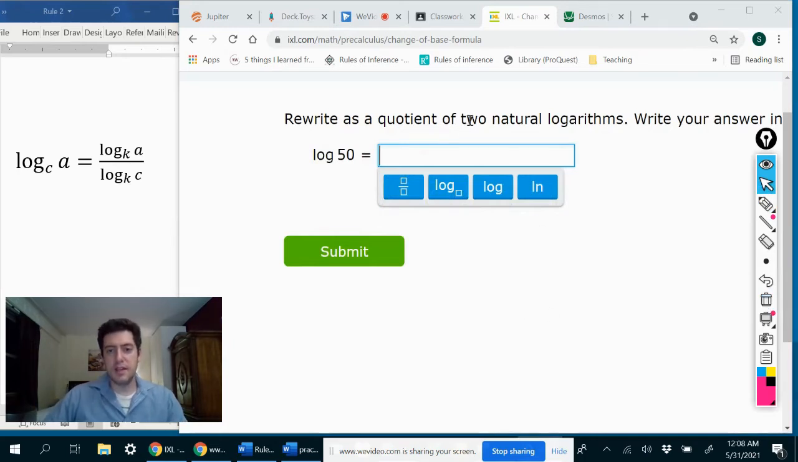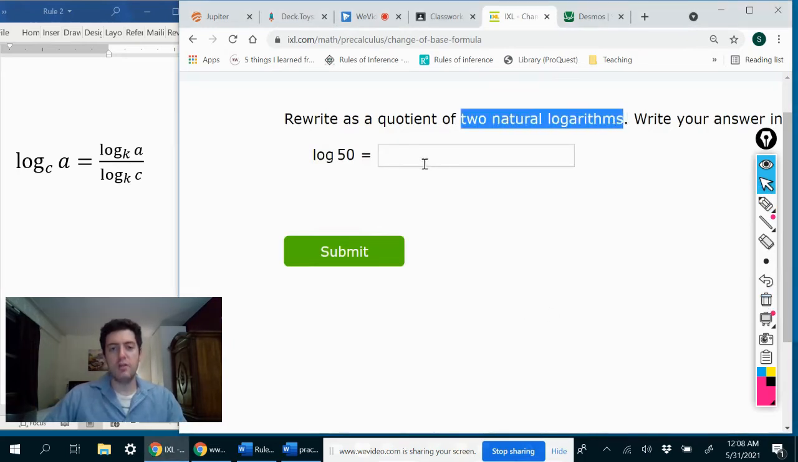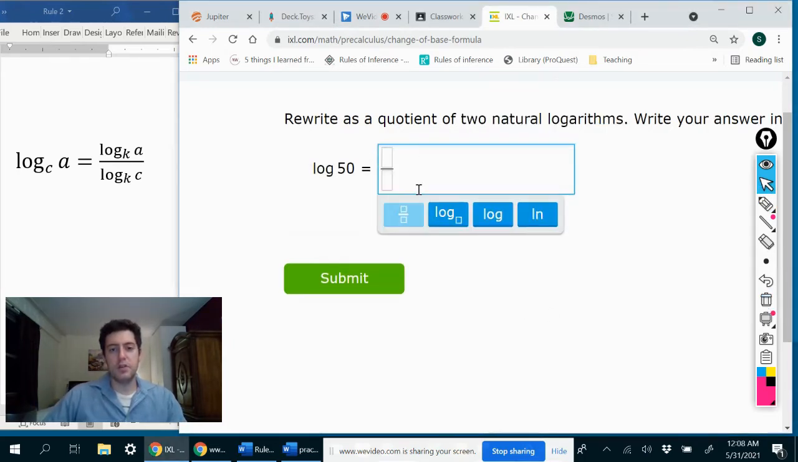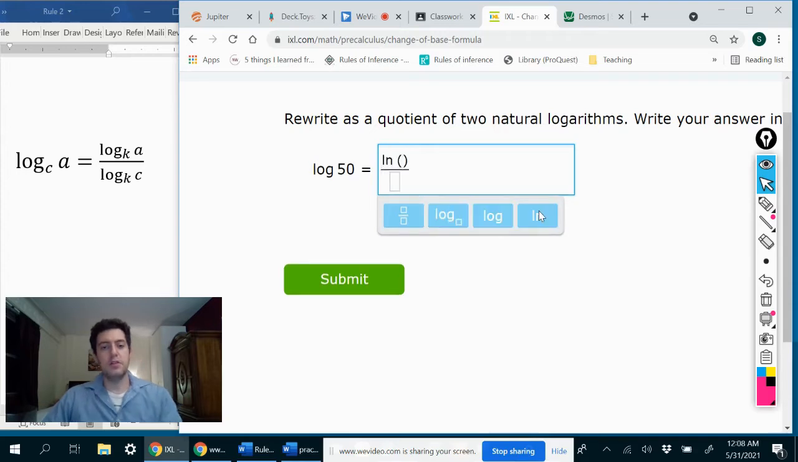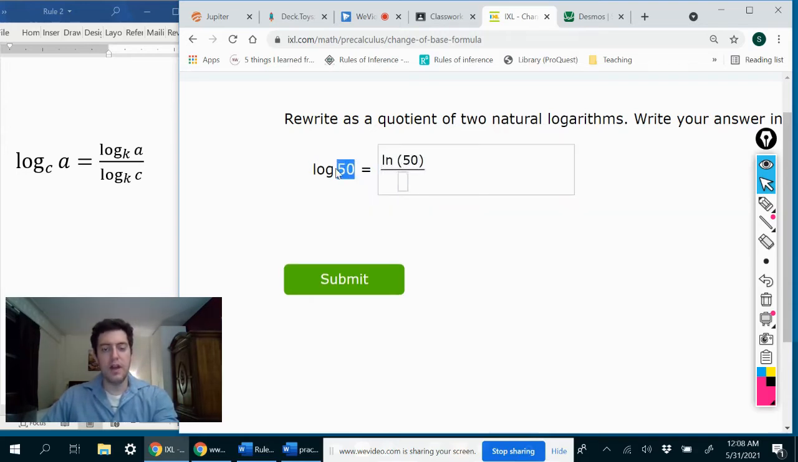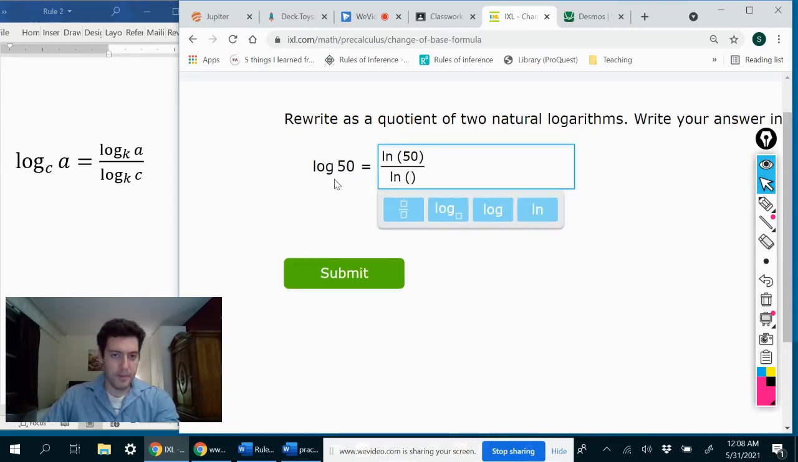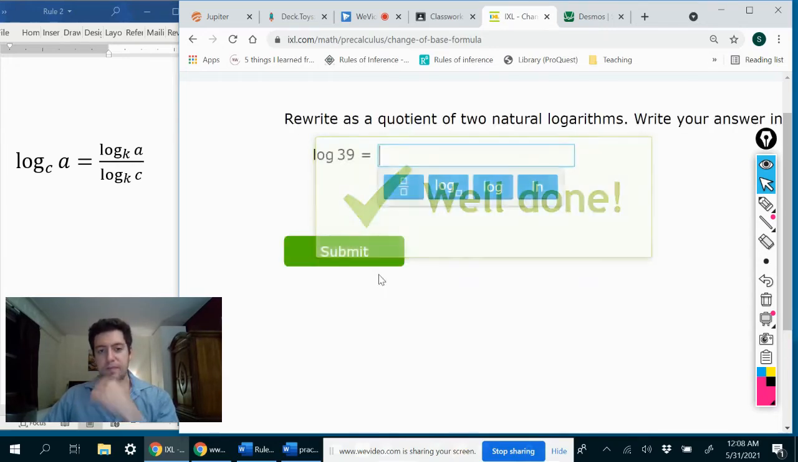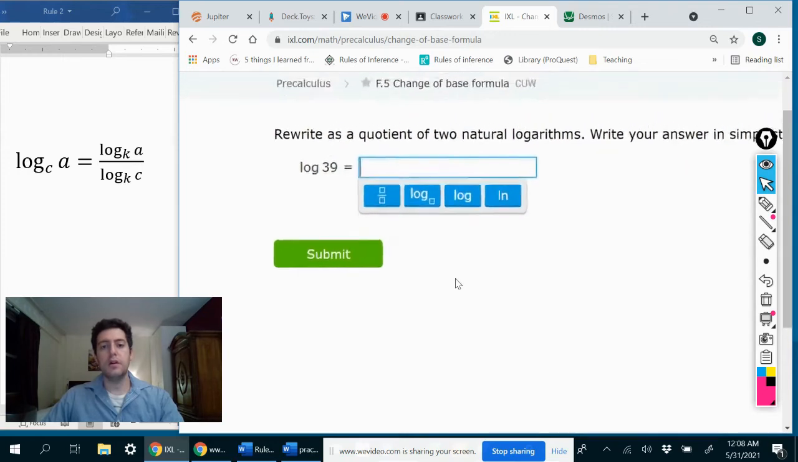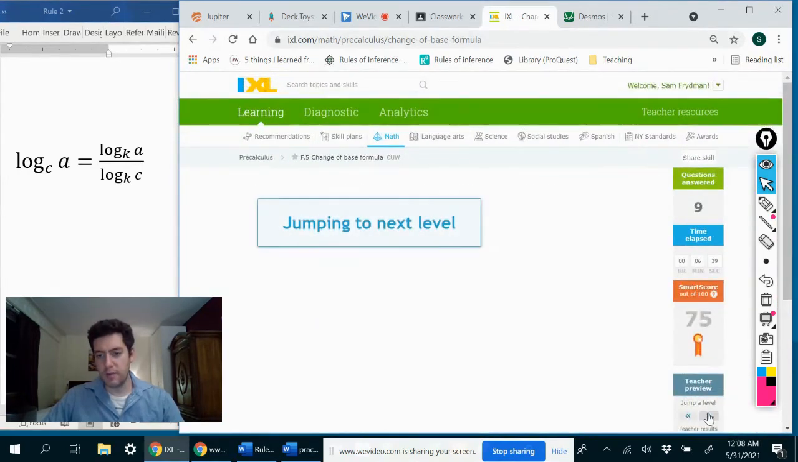Okay, again, it's telling me to use 2 natural logarithms. So that means ln. So we'll put ln of 50 because I see a 50 over here. Ln of 10 down here because there's no base written over here, and that implies that the base is 10. Okay, so we just did problems like that.